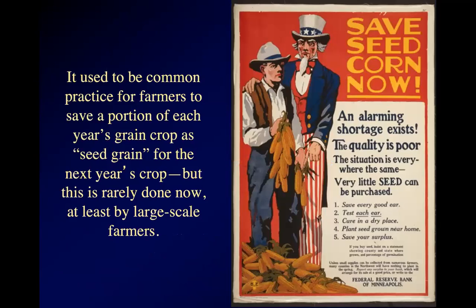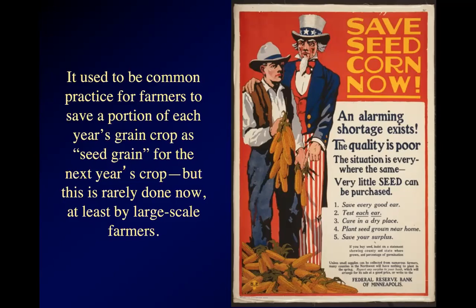Time was that farmers used to save a portion of each year's grain crop as seed grain for the next year's crop. There are still farmers and gardeners that do this. If any of you are interested in starting a garden this year, there is actually a group called Seed Savers that maintain a lot of strains of vegetables, so-called heirloom tomatoes and things like that. And they'll show you how to isolate your seed and save it to plant next year. That's the way people did it for thousands of years.